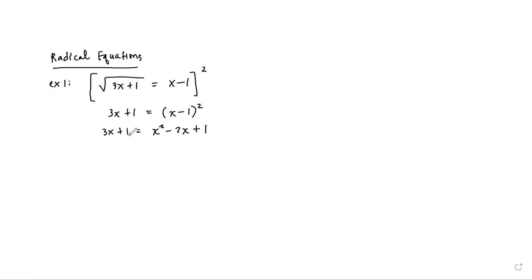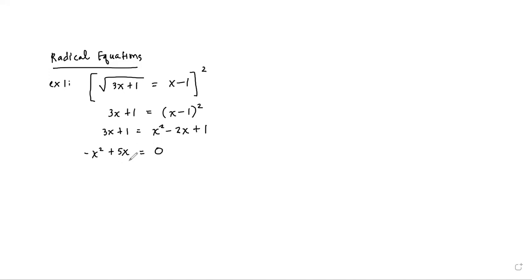And then we transpose everything on the right side to the left side. So we get negative x squared. Then this negative 2x will become positive 2x and will be added to positive 3x. That gives us positive 5x. And then the positive 1 here will become negative 1 on the left side. So it's 1 minus 1, that's going to be 0. And then the right side will now become 0.